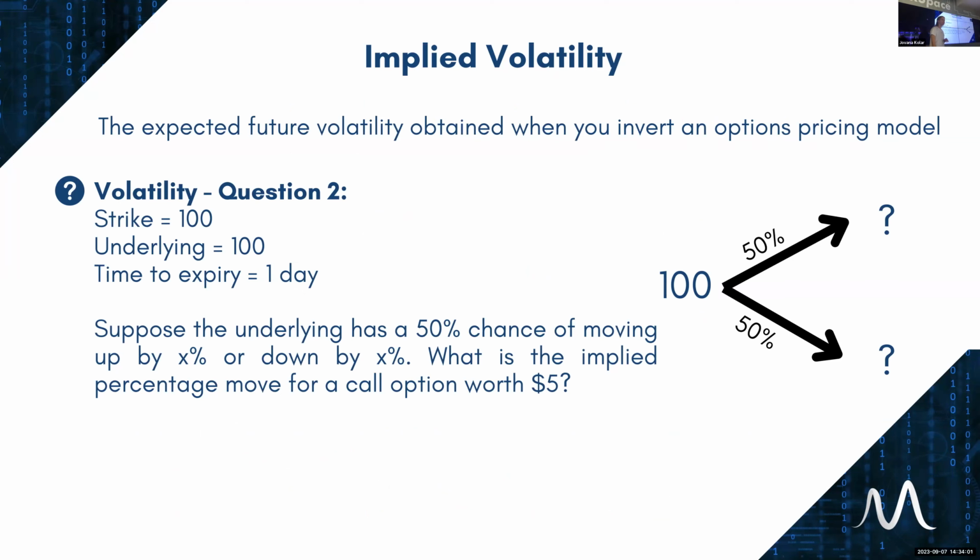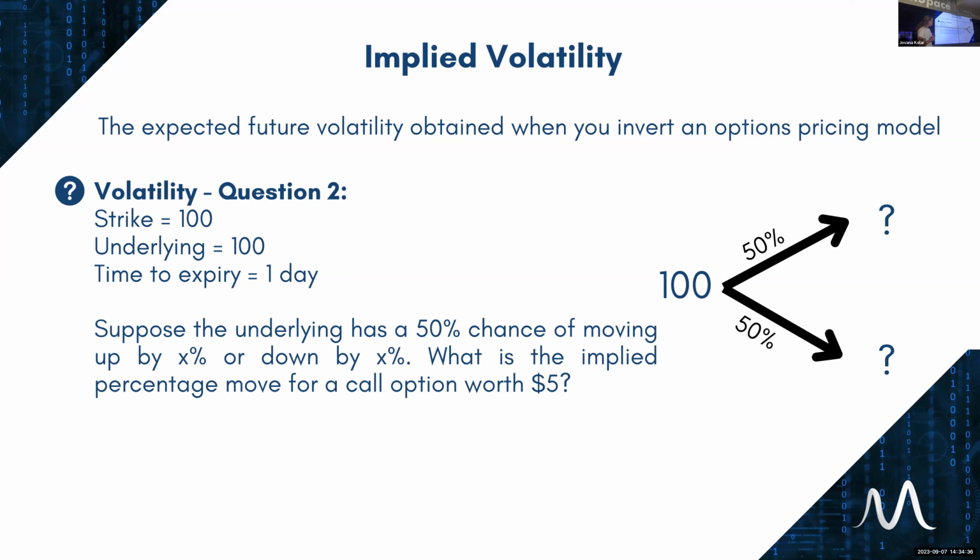Okay. So when you're trading options, you'll see the price that it's trading for, and you might want to invert the pricing model, or the price, to see what the volatility had to be to input into the pricing model in order to get that price. And this is what we call the implied volatility. So it's the volatility implied by the price of the option. So it's what you would expect your future volatility to be up until expiry, given the price of the option.